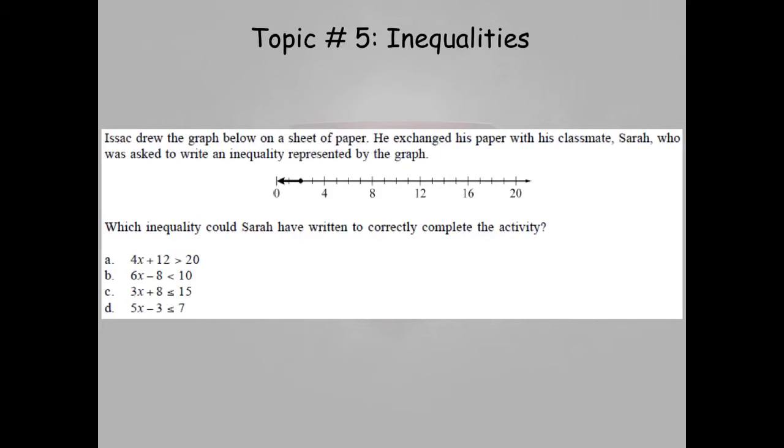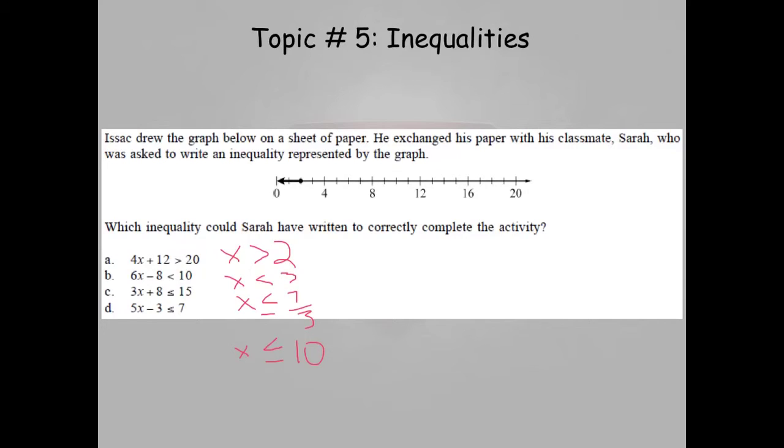Here's another problem with our shading. It is shaded to the left, and we're trying to figure out which inequality could Sarah have written to correctly complete the activity. This one's on you guys, so hit pause, choose an answer, let me know what you get. I will be back in a second. But wait, here's a hint. You're going to have to try to solve each of these to figure out which one of these matches this one best. Alright, now hit pause.